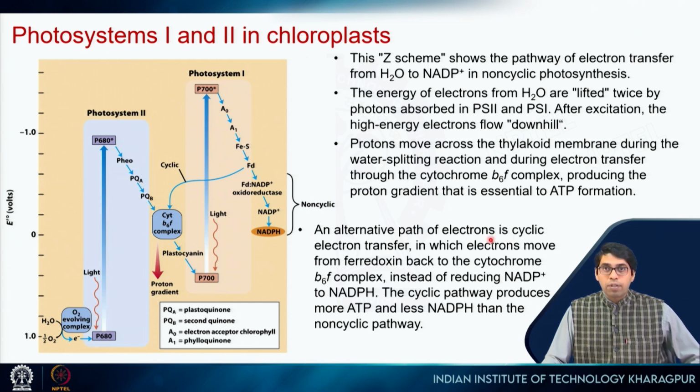An alternative path of electrons is the cyclic electron transfer. So, where it goes up to this ferredoxin and then comes back to the cytochrome, in which electrons move from ferredoxin back to the cytochrome B6F complex. So, instead of producing NADPH from NADP plus, the cyclic pathway produces more ATP and less NADPH than the non-cyclic pathway, right. So, the tuning of this non-cyclic versus cyclic pathway ultimately results in the ratio of ATP and NADPH, and that is something that will become important in the next lecture.